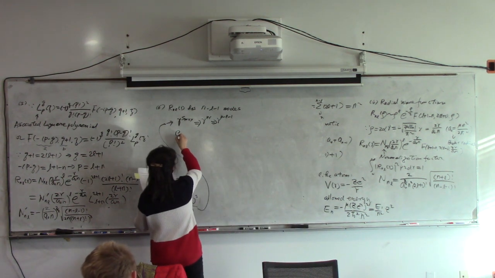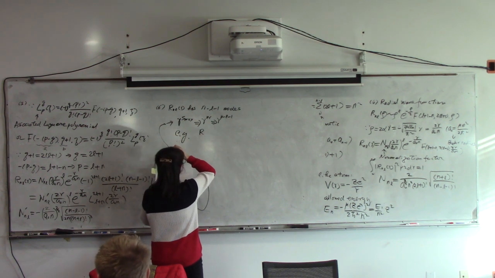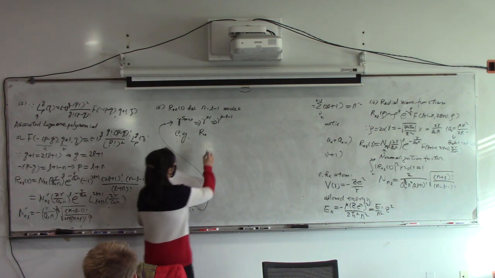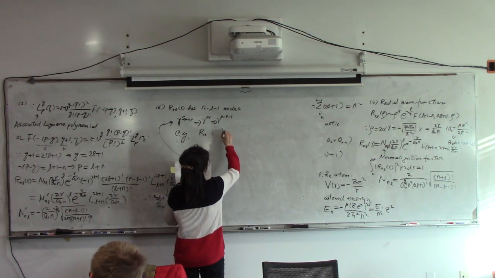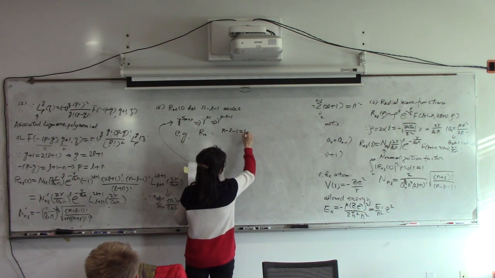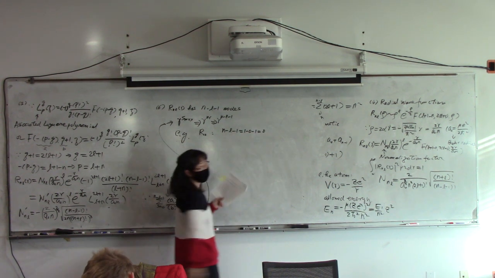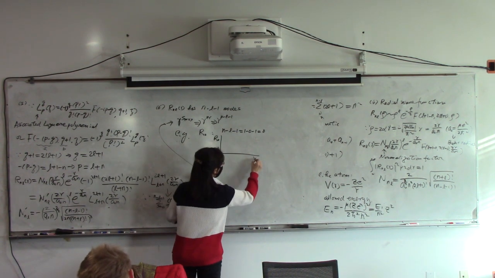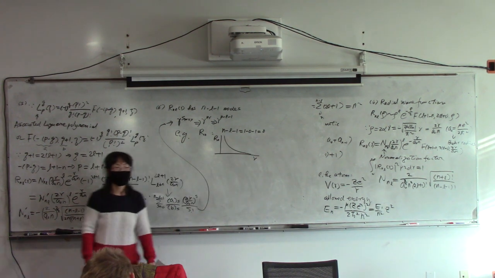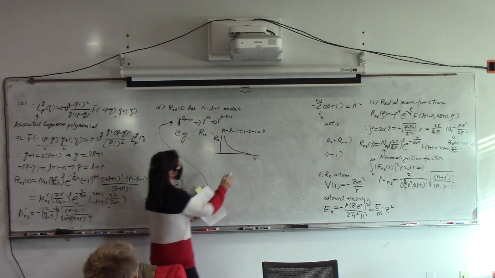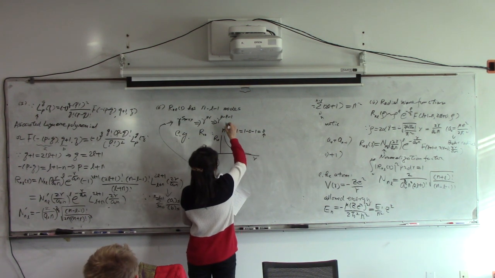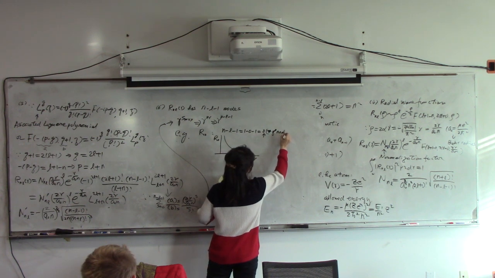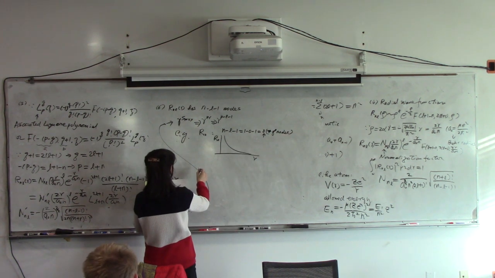For example, the first, the lowest, R with n equal to 1, L equal to 0. The number of nodes, n minus L minus 1, is equal to 1 minus 0 minus 1, which is 0. No nodes. So that is R10, and the function is like this. No nodes, the number of nodes is 0.